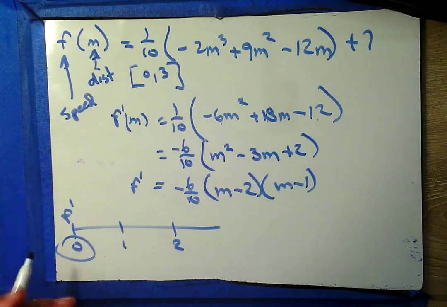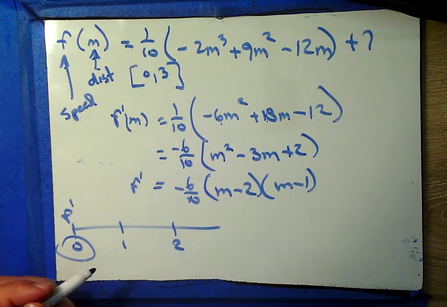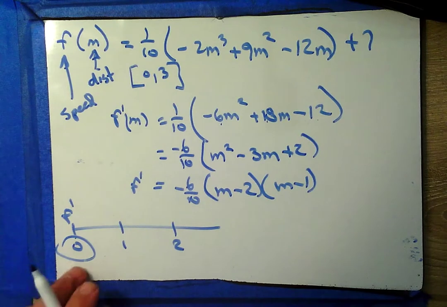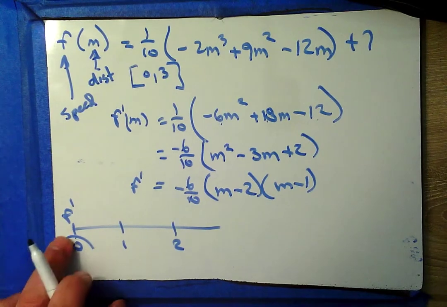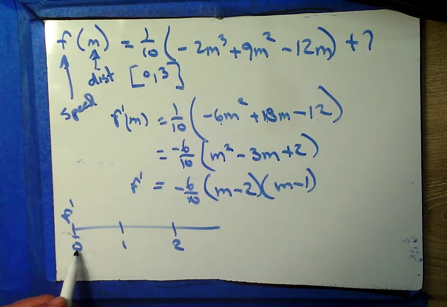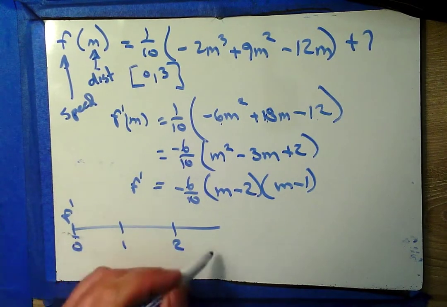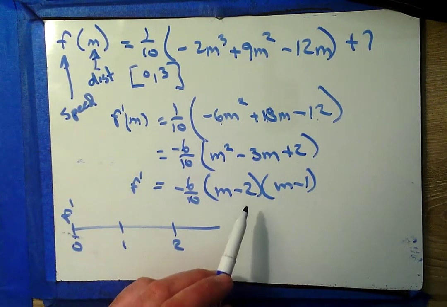Why did I put 0? Because the runner starts running at time equal to 0. Or this isn't time, this is distance. So they've run no miles yet. At 1 mile, at 2 miles. Okay, so let's plug in some values into this function.